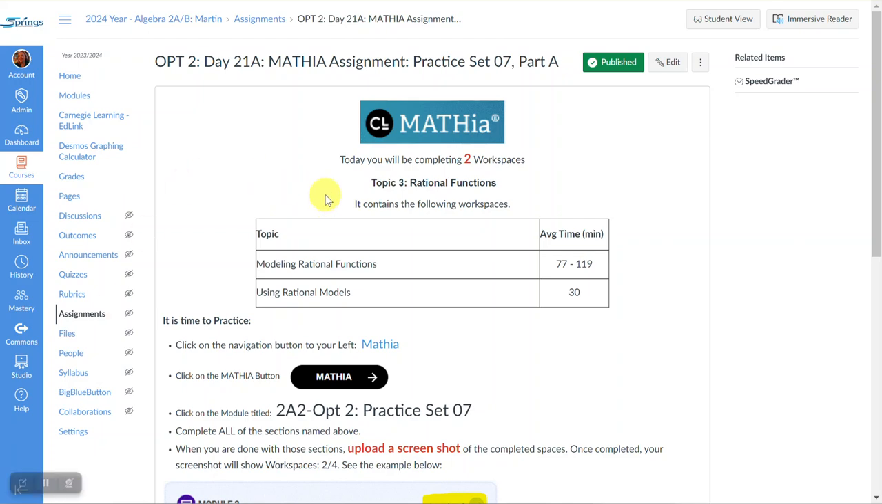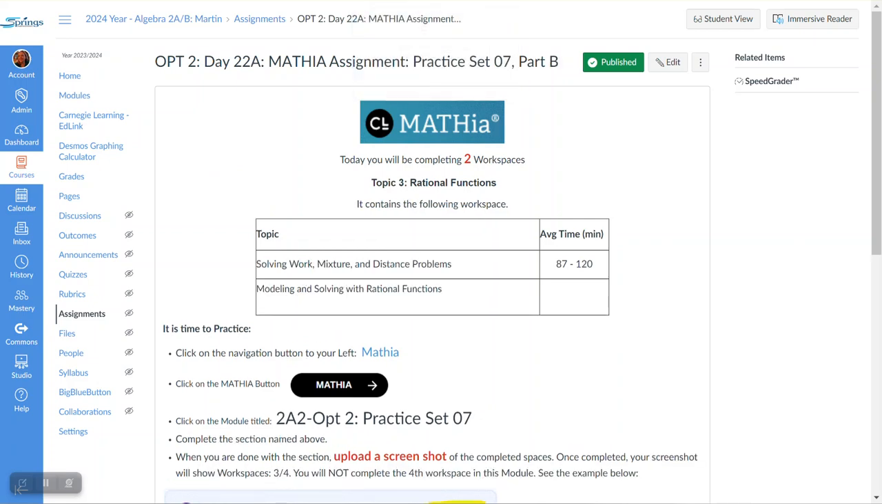Everybody. So I'm going to preview for you day 21A, which is part A of set 7, and we're also going to look at 22A, which is set B. And we'll take a look at a few questions from each of the Mathia sections.